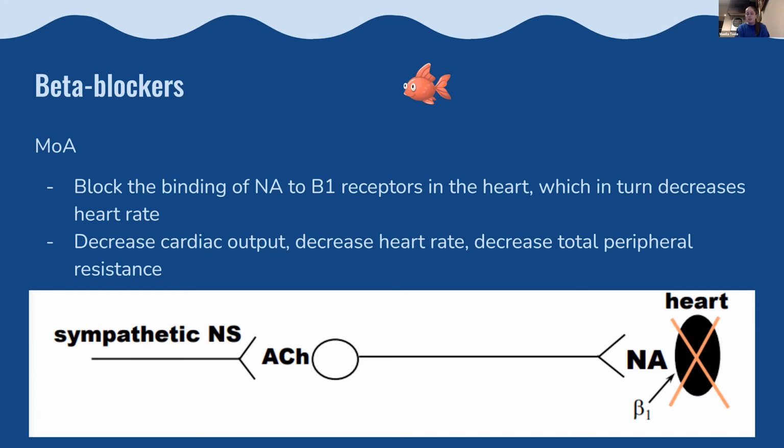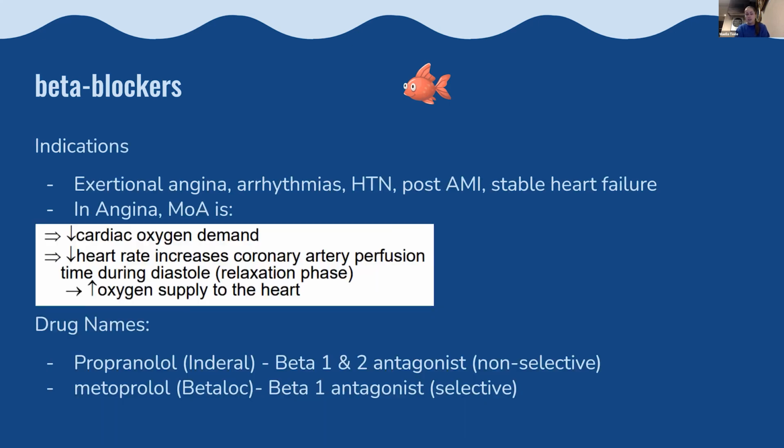So this in turn decreases the cardiac output. It also decreases the heart rate. It decreases the total peripheral resistance. So it pretty much just decreases the general demand for oxygen of the heart. If we go to the next slide.